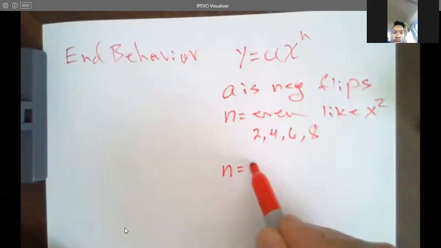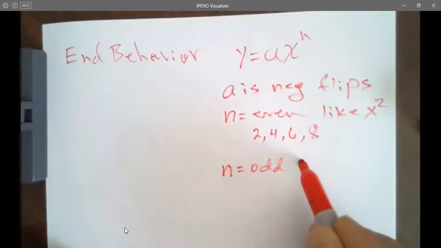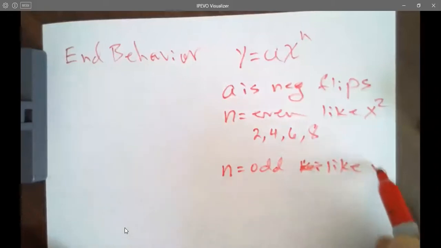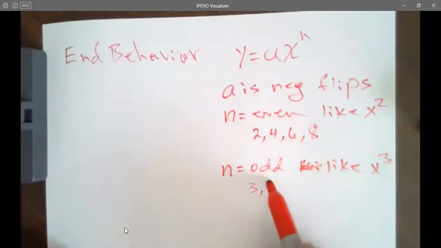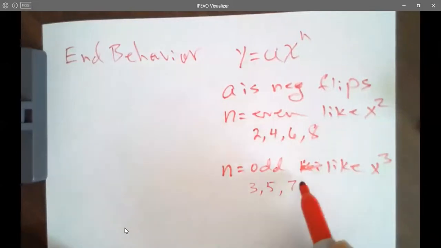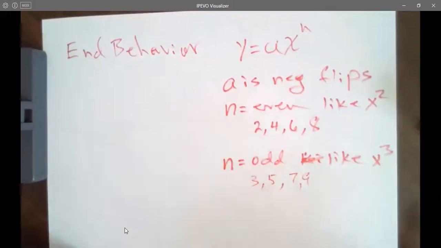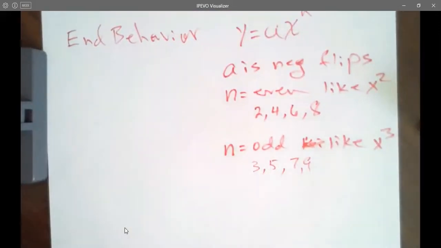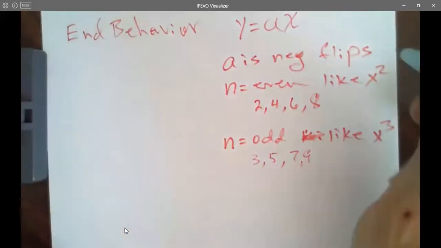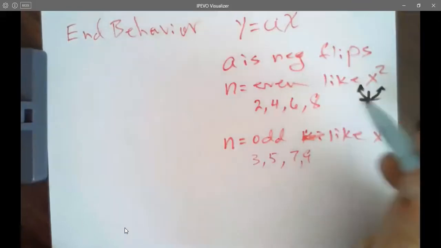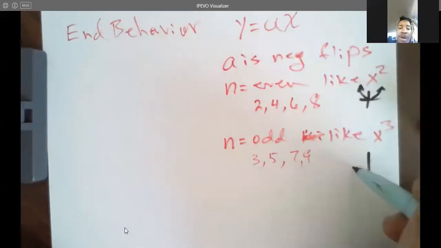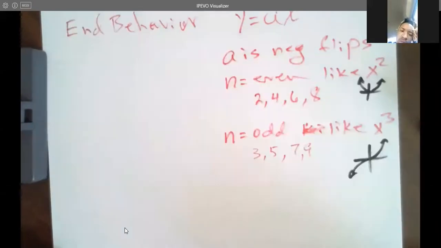If n is odd, then it's going to behave like x cubed, such as 3, 5, 7, 9, and so on. For example, x squared goes up and up. If it's negative, it moves down and down. X cubed moves up to the right, down and to the left.